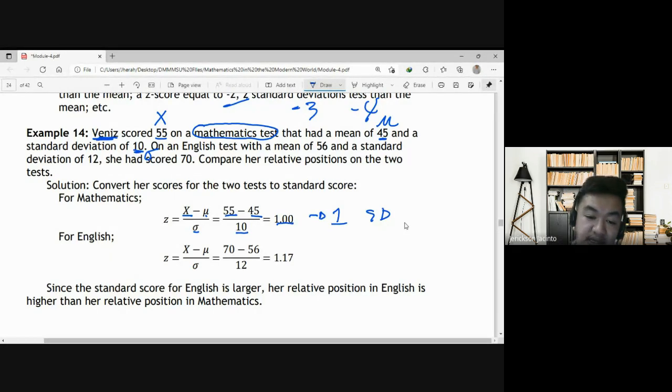Okay, yung isa daw is, yung English test has a mean of 56, a standard deviation of 12. Yung score niya is 70. Kaya 70 minus 56 divided by 12 is equal to 1.17. So that is how you're going to get. Then kapag i-compare daw natin silang dalawa, ito is 1, ito is 1.17. That means that mas mataas yung performance niya sa English kaysa sa math. Ayan. So that is how you're going to compare.